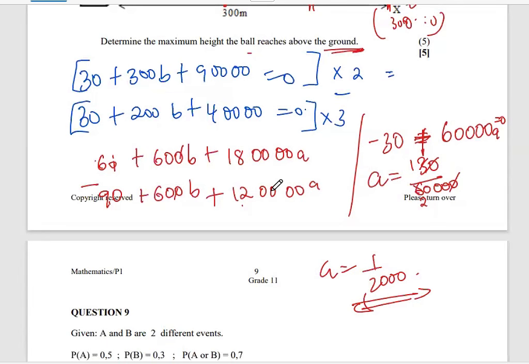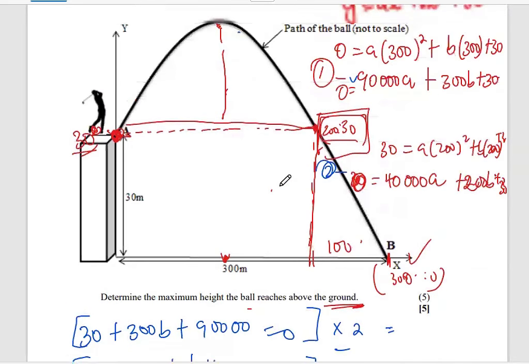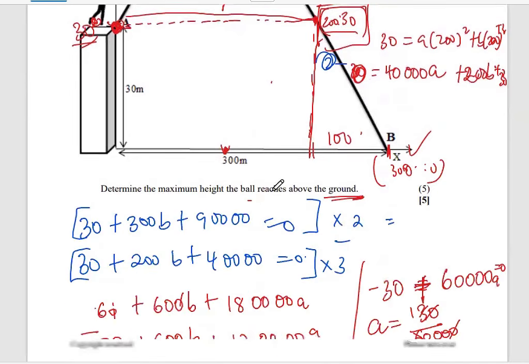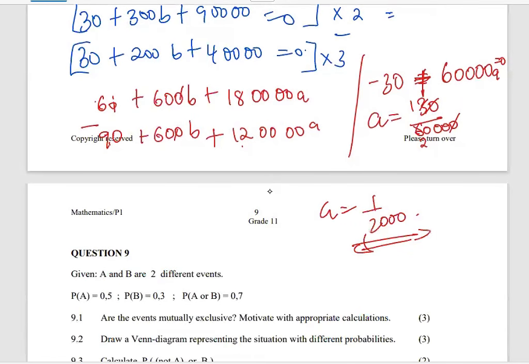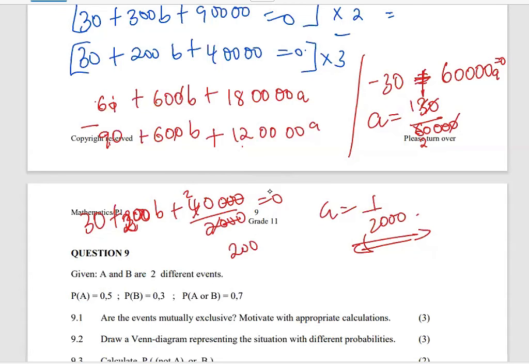Because we need A, we need B, before we can get the maximum. So 1 over 2,000, we put it back. We look for B. So 30 plus 300B plus, why don't I use 200? It's going to be easy. This is 40,000 over 2,000. 3 zeros go, this and this gives us a 20. 20 and that is 50. So 200B is equal to negative 50 over 200. So B becomes negative 1 over 4.